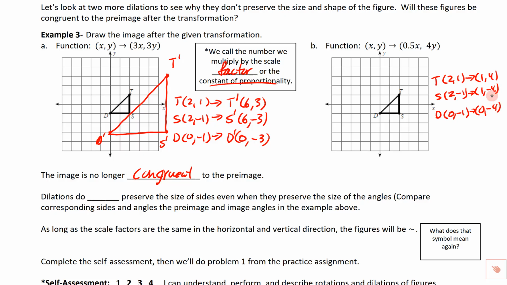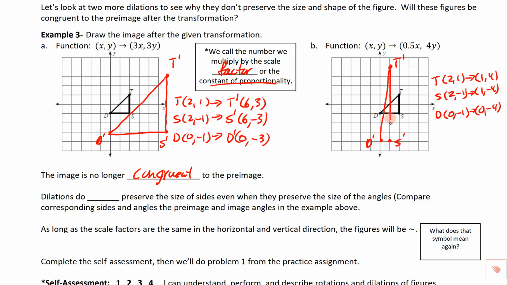Okay, so at least we get some decent points to graph. So this is going to be 1, 4, so over 1 and up 4, so we'd be right there. That's t prime. And s prime would be 1, negative 4, so that's going to be way down here. There's s prime. And then d prime would be 0, negative 4, so that's going to look like this. So what we get here is a really weird shape.